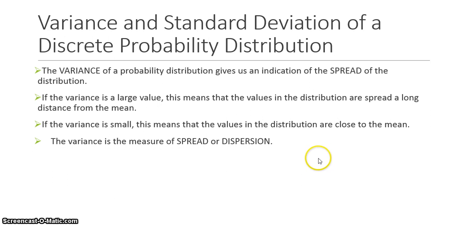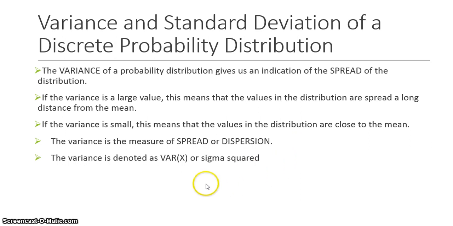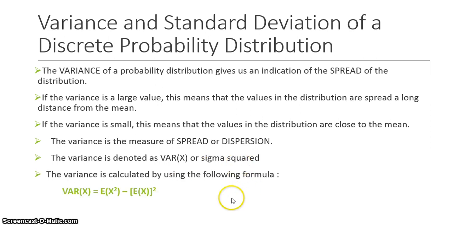The variance is the measure of the spread or dispersion of the data. When we write down the variance, we write it as Var(x), VAR in capital letters, x in a bracket. It's also sometimes written down as sigma squared. The formula for calculating the variance is as follows. Var(x), or the variance of x, is equal to the expected value of x squared minus the expected value of x, the whole thing squared.